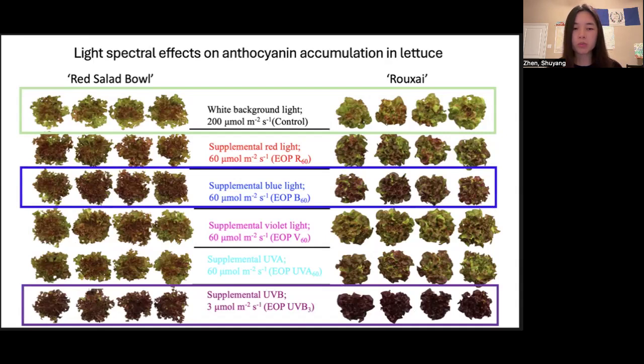Eventually UV-B and blue seem to be most effective, but note that UV-B was applied at a much lower dosage, so 3 micromole per square meter per second compared to 60 micromole per square meter per second. This is because UV-B is of much higher energy and it's impossible to apply UV-B at the same light level without severely damaging the plants. It's simply much more potent.